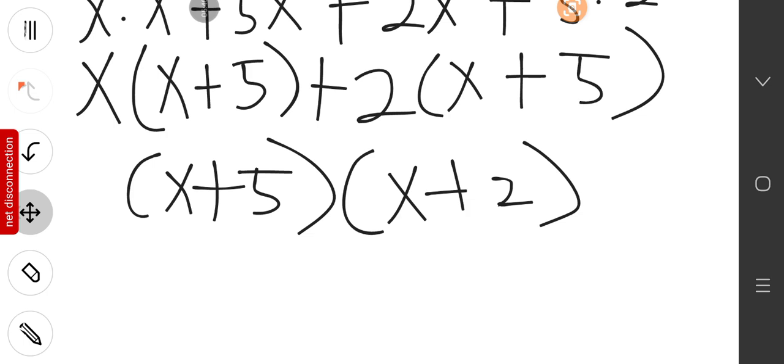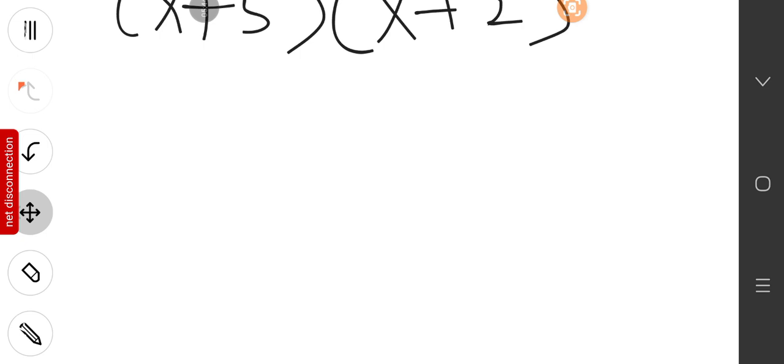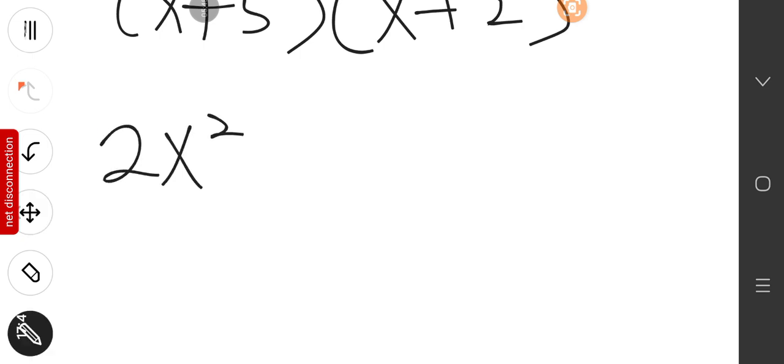Now let's look at another example of a quadratic trinomial. Let's assume we are given 2x squared minus 5x plus 3.